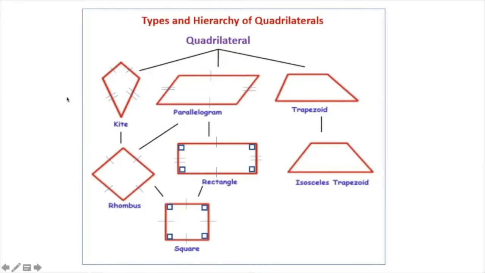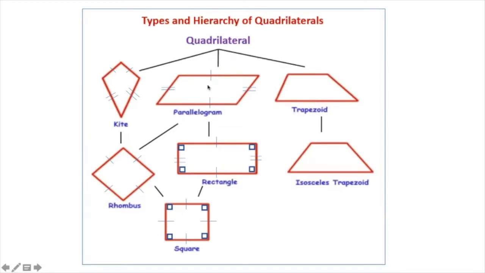So here's kind of the breakdown of that. You've got quadrilaterals, all of these fall into that category. And then it breaks down to kites. Notice that these adjacent sides are the same length. These adjacent sides are the same length. Parallelograms, the opposite sides, these two sides right here are parallel, and these two opposite sides are parallel. And then the trapezoid only has one pair of parallel sides there. And then you can break down from there.